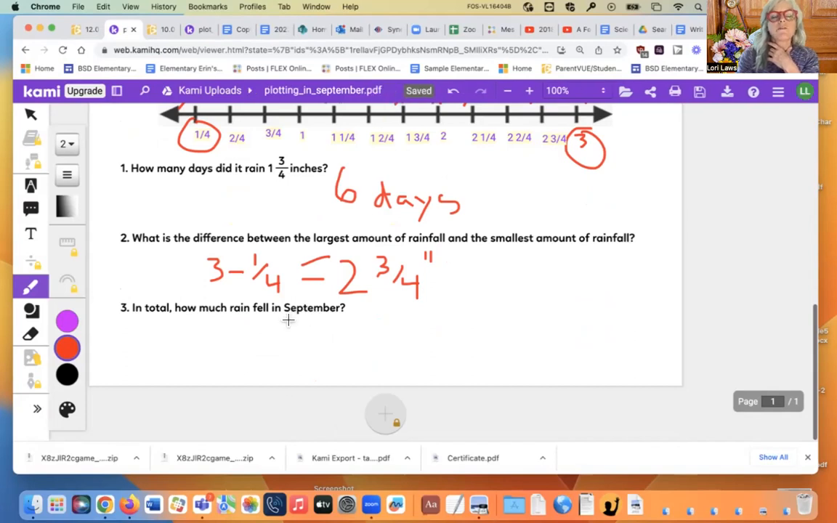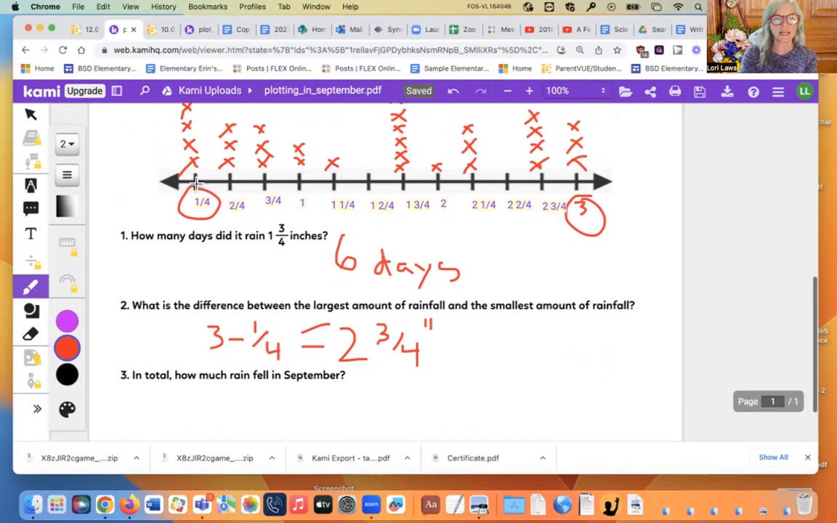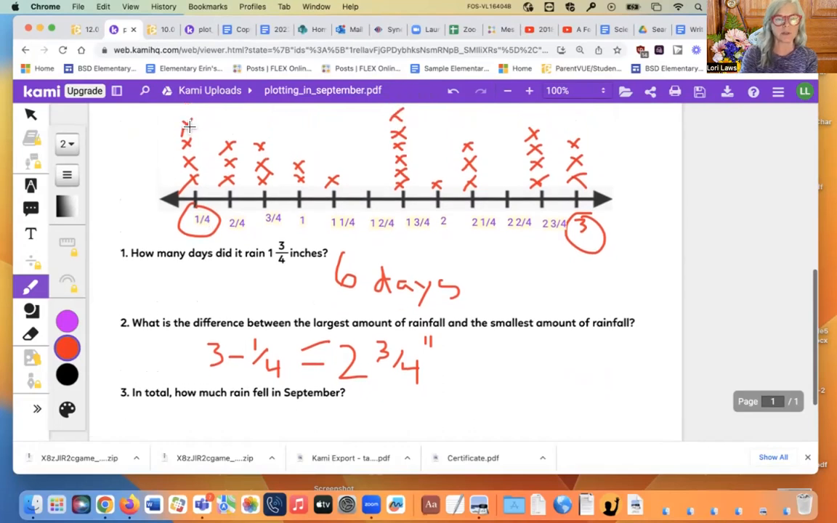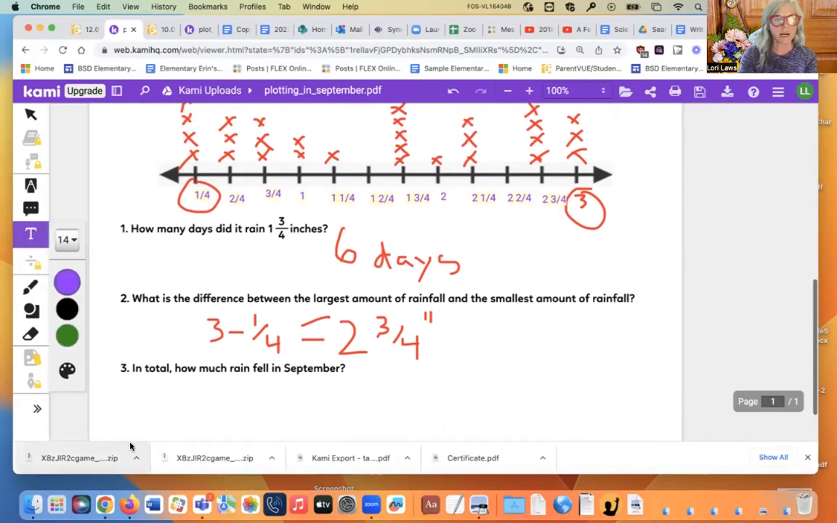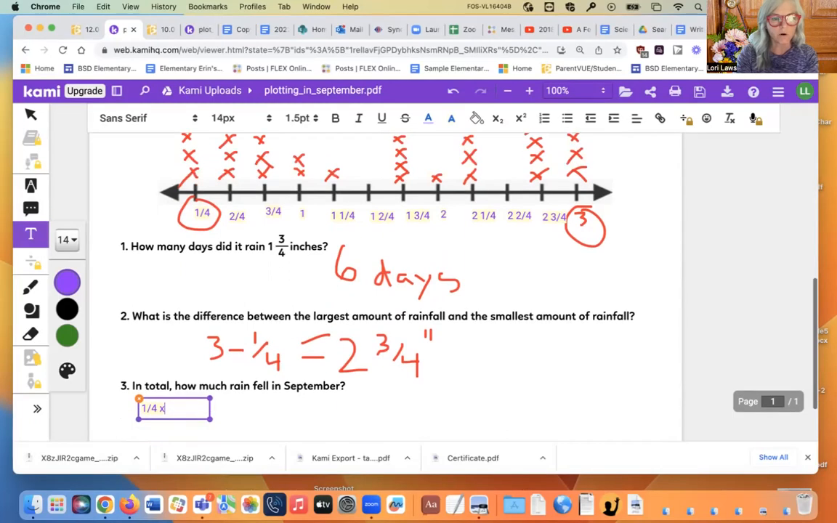In total, how much rain fell in September? Okay, folks, this is the hard one where you have to take each number and times it by the number that's up here. So I'm going to do it right now. 1/4 times how many? 4 equals 4/4 or 1 whole.